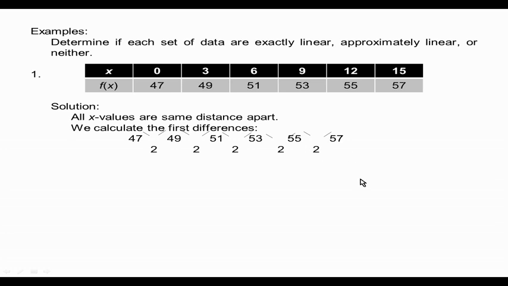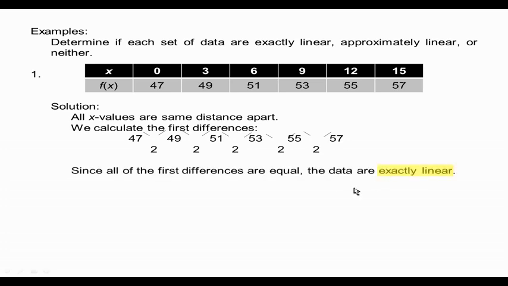Notice if you wanted to calculate the second differences, they'd all be 2 minus 2, they'd all be 0. But anyway, looking at this, all my first differences are equal. So according to the theorem, the data are exactly linear. And again, these little diagonal lines, I've got them too high, don't I?